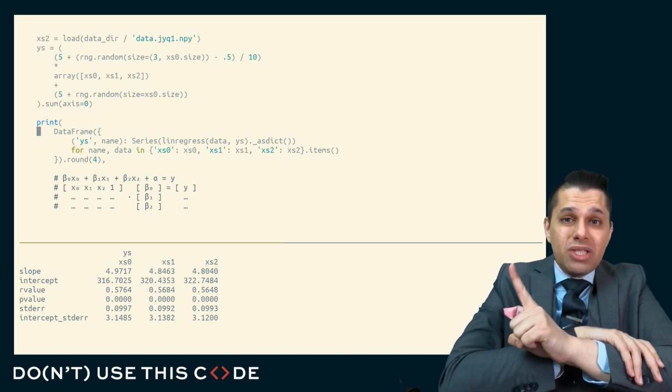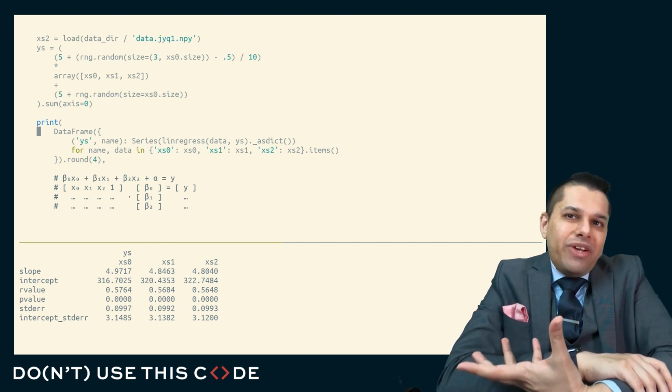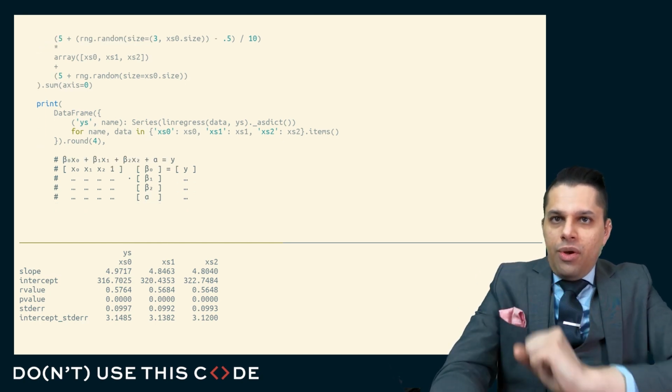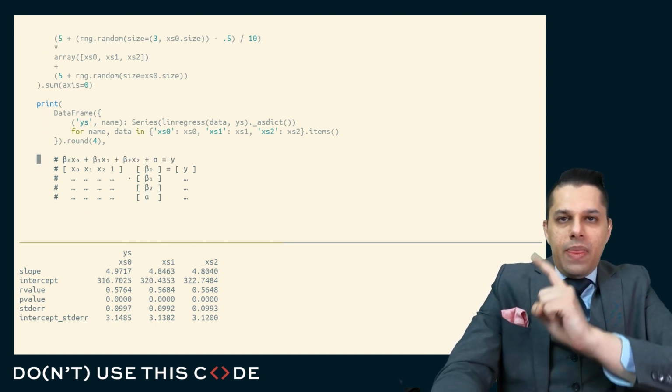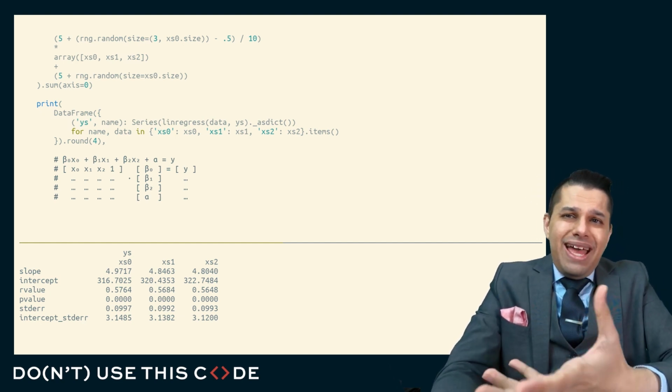There's not one slope. There's actually 3 slopes, but there is one intercept. Now, how do we figure out what these values are? Effectively, what we're trying to do is solve an equation like this. Instead of finding the 1 beta and the 1 alpha, we're trying to find the 1 alpha and these 3 betas. And how would we do that?